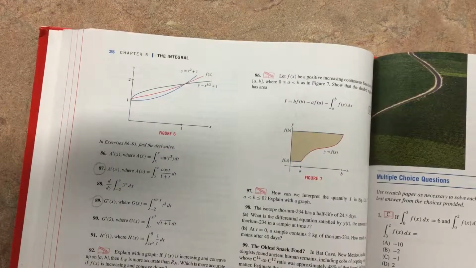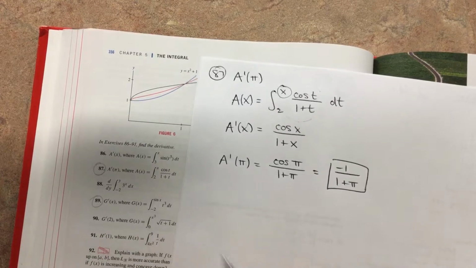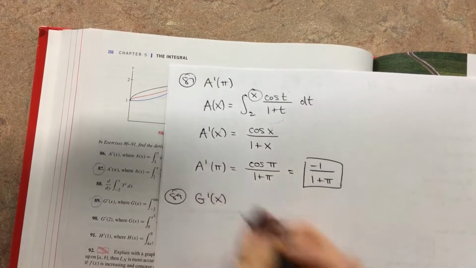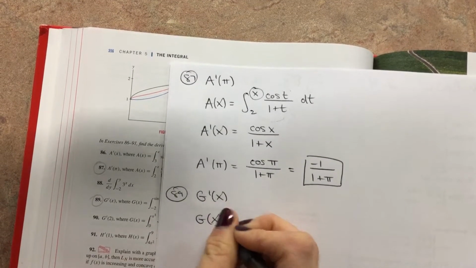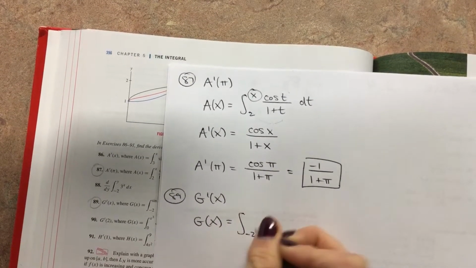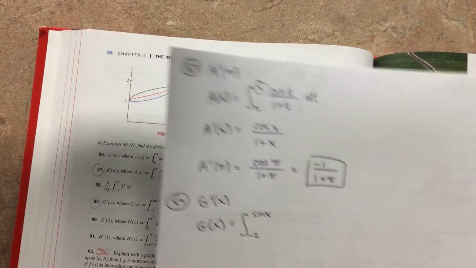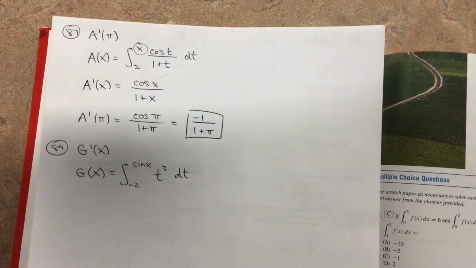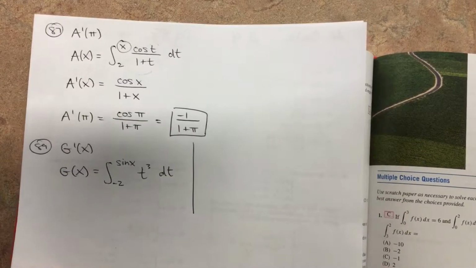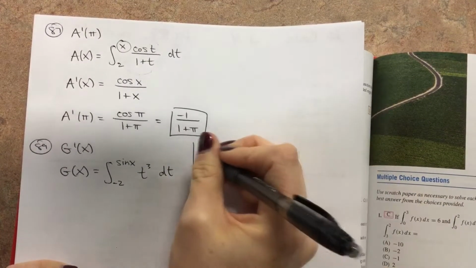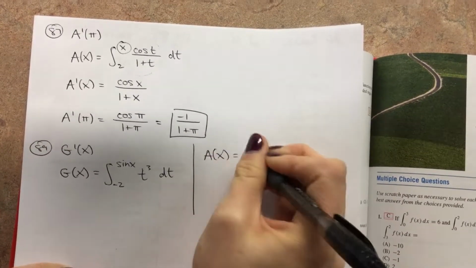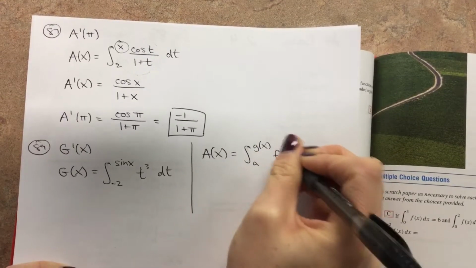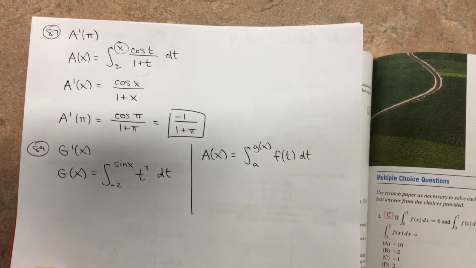All right, 89 is going to be a little bit trickier because that one has an upper bound that's not just an x. So I'm going to copy this on here. So for 89, we want an equation for g prime where g of x is the integral from -2 up to sine of t cubed. Okay, so I'm going to write over here the general equation. So if we wanted, let's say we had an a of x, and this was from a to some function g, and then you had an f of t right here. So this is going to be just the most generic form.